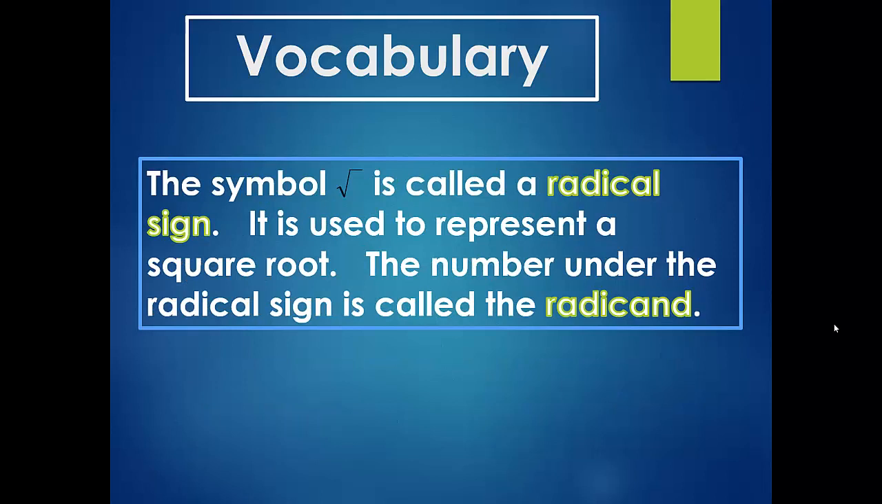This symbol is called a radical sign. It is used to represent a square root. The number under the radical sign is called the radicand.